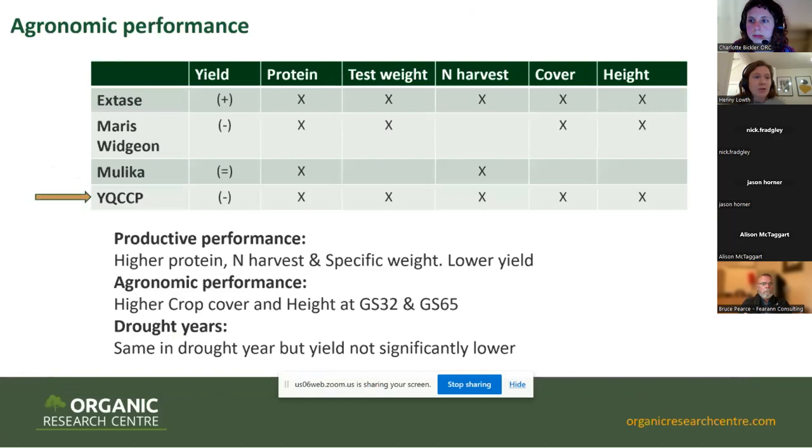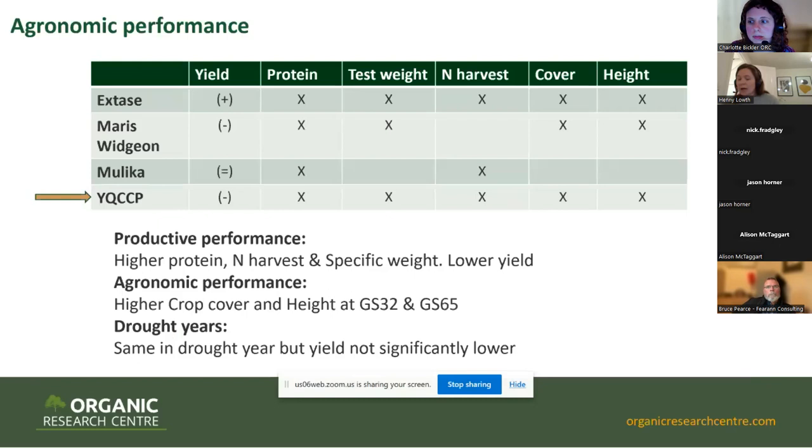So going into the results now, when we're looking at agronomic performance, you've got YQ at the bottom there. This is just a snapshot of the results. If I tried to include all the varieties that we looked at, it would certainly cover a lot more than one slide. So what I've done here is I've just selected a couple of varieties to compare the YQ to. Xi19 was one of the best performing modern varieties. We've got Maris Widgeon, which is a heritage variety. And then we've got Malika, which is another modern variety that performed very well and is actually normally spring sown.